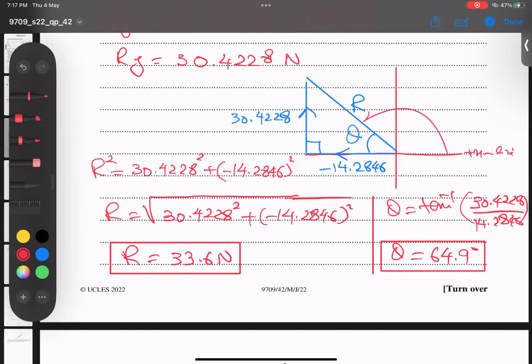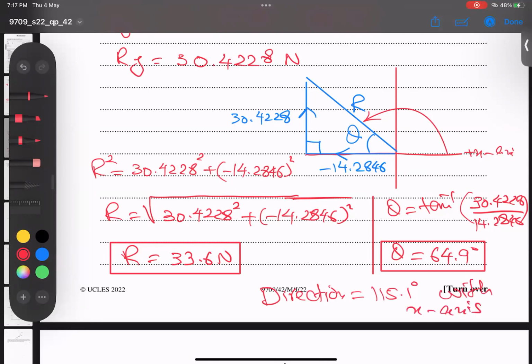So in this sense, what does the answer turn out to be? 180 minus 64.9. So the direction is coming, and we mention the way of writing it. The direction is 115.1 with the x-axis.